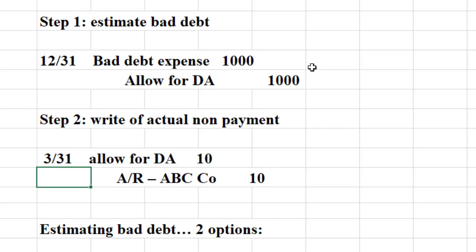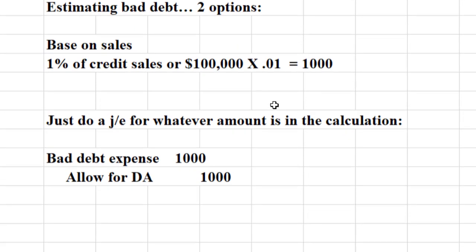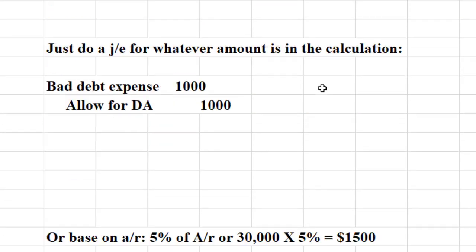Now, the question comes up is, how do we estimate this $1,000? So there's two ways. One way is to base it on sales. So if you base it on sales, then what you do is you take a percentage of sales and you put that amount in the journal entry. So bad debt expense, allowance for doubtful accounts, we estimate at 1% credit sales, and so our credit sales are $100,000, so that's where we got $1,000. These numbers are all just given to show you how it works.